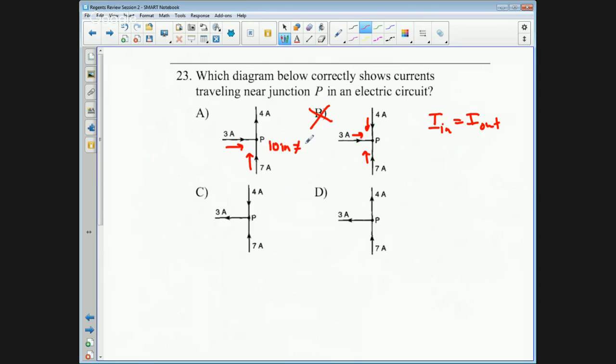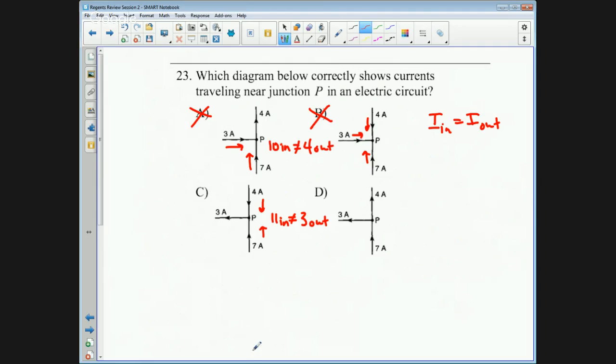And that does not equal 10 going out. Okay? So A is not correct. C is 7 going in and 4 going in. So this is 11 in, and that does not equal 11 out.